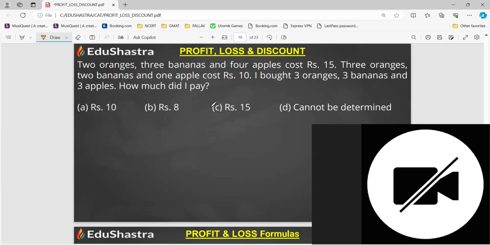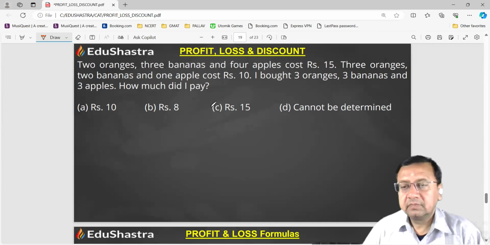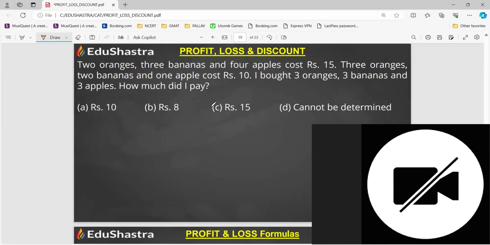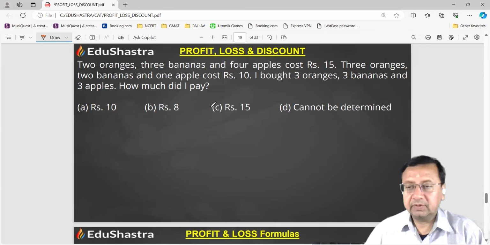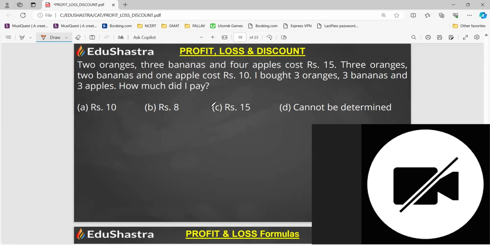Sir, by reading the question, I feel we have three unknowns: MRP of orange, MRP of banana, and MRP of apple. But in the question, only two equations are given. So to find the answer, we need one more equation, which is unknown to us. So I feel this is insufficient data. Okay, and Priya, you have the same logic as Nandini? Yes, sir. For three variables, we need three equations, so that's why.